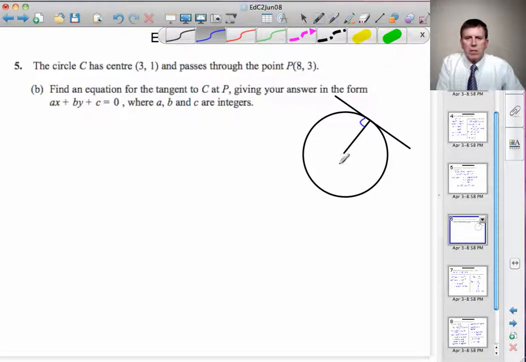So what I've got here, let's call the center O. And O is the point (3, 1). And P is the point (8, 3). Now to find the equation of this tangent, I need a point on the line, (8, 3) will do nicely, but I also need to know its gradient. Well, I haven't got the gradient of the tangent, but I can work out the gradient of the radius. And then there's a relationship between the gradient of 2 perpendicular lines we can use to find the gradient of the tangent. So let's begin by finding the gradient of OP.